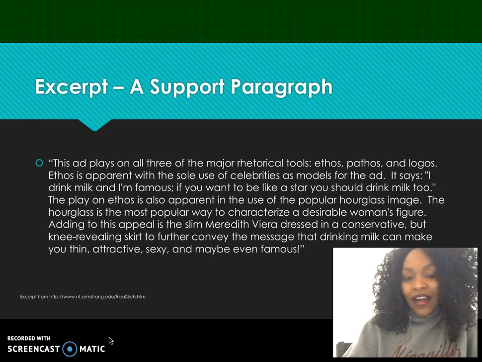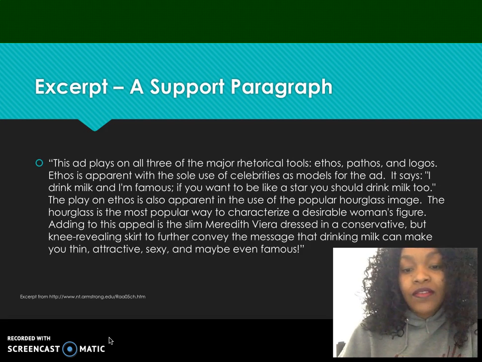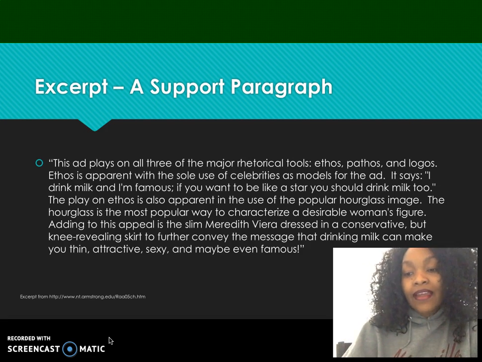Ethos is apparent with the sole use of celebrities as models for the ad. It says, I drink milk and I'm famous. If you want to be like a star, you should drink milk too. The play on ethos is also apparent in the use of the popular hourglass image. The hourglass is the most popular way to characterize a desirable woman's figure.